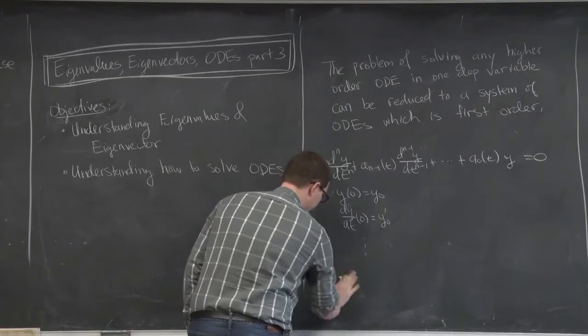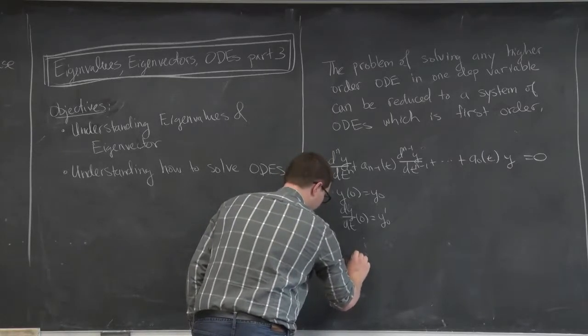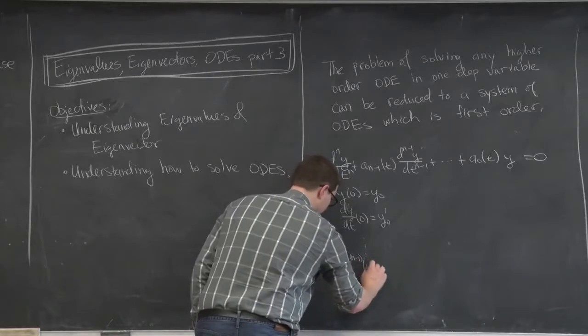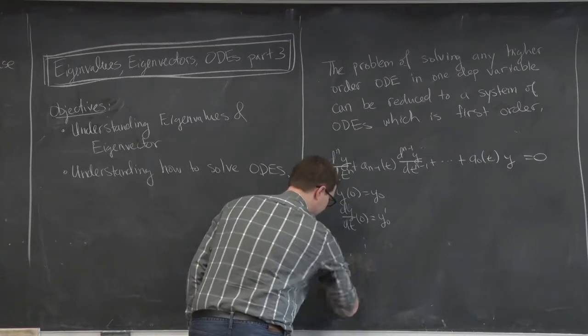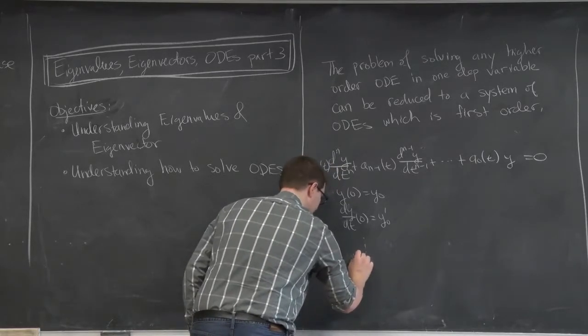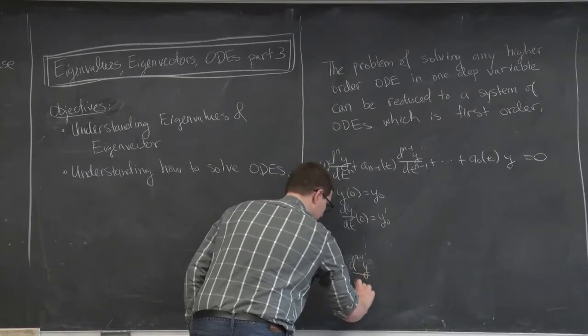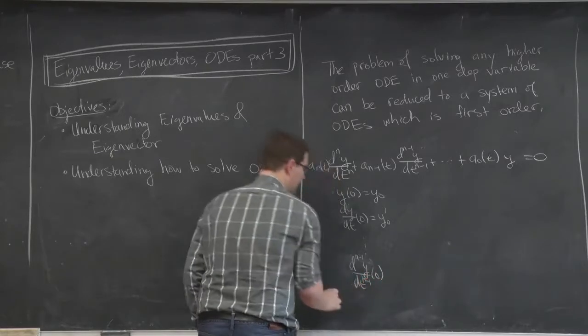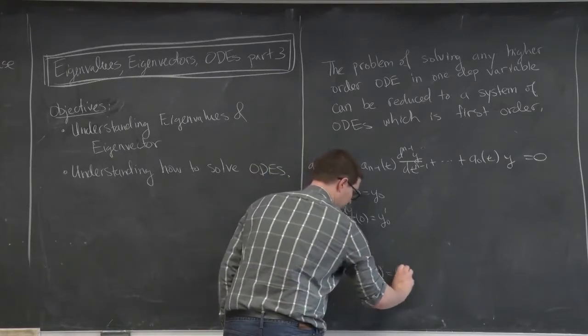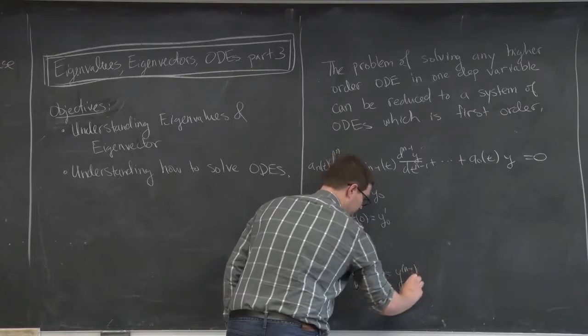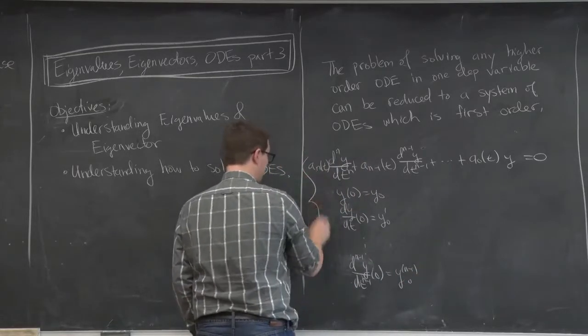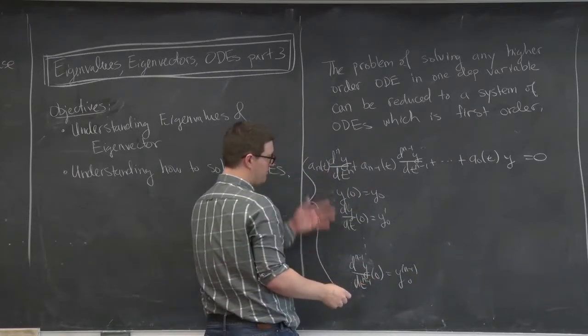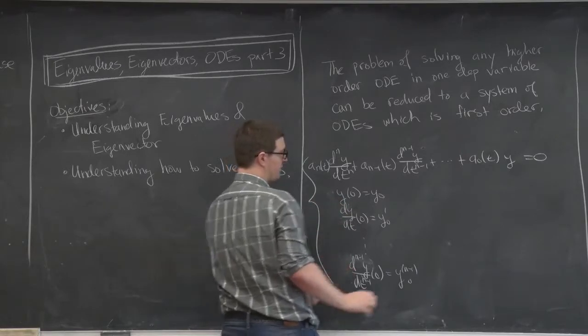And then we'll go y to the n minus 1 of 0, or let's do it like this, d^(n-1)y/dt^(n-1). This is n minus 1 here. This will be y_{n-1},0, something like this. Okay, so we have this. This is an initial value problem. So we specify initial values.